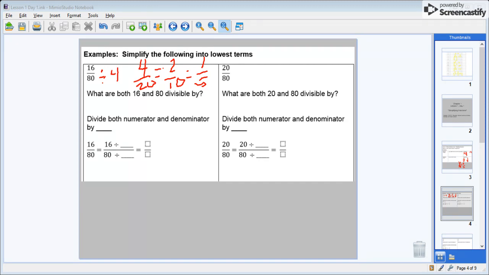Some of you may have noticed right away that both of these numbers can be divided by 16. All right. I'm looking at 80. I'm not sure if I know that 80 is a multiple of 16, so I don't know that I would have started there. Some of you may, though. The highest number that I probably would have gone with is, all right, both of those are divisible by 8 because 16 divided by 8 is 2 and 80 divided by 8 is 10. That would have gotten me to 2/10, which I then can divide both by 2. All right, so divide both the numerator and the denominator by, in this case, we could say 16, and 16 divided by 16 is 1, 80 divided by 16 is 5.